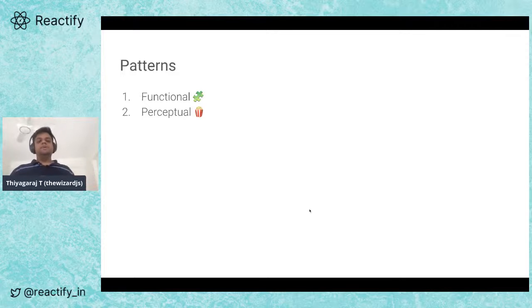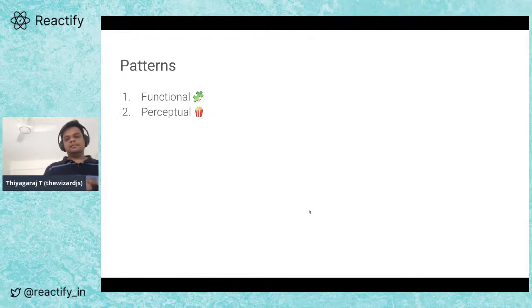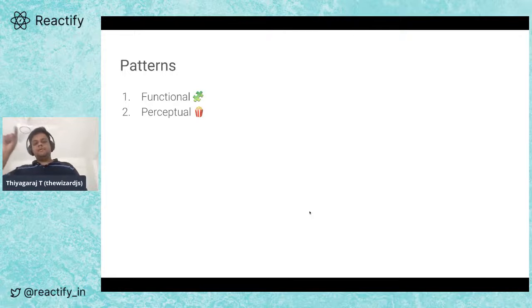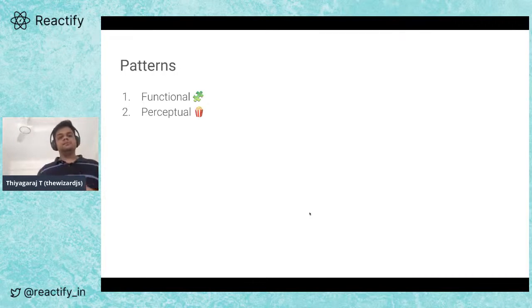And it could also be patterns for domains. For example, adding something to your cart on an e-commerce site. If you add something, then on top you'll have a cart icon and the number increments. That's a perceptual pattern. It's not really a functional pattern. It doesn't make any sense in isolation, but in a composition, it makes more sense.